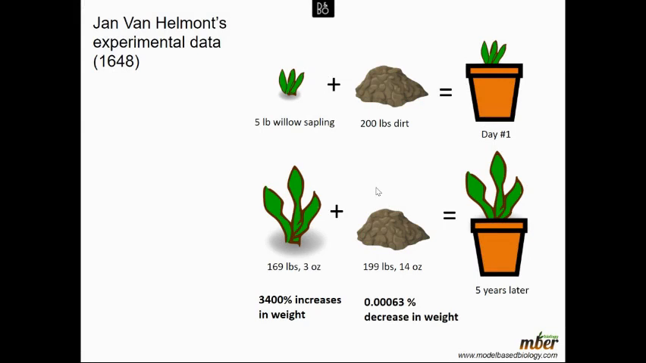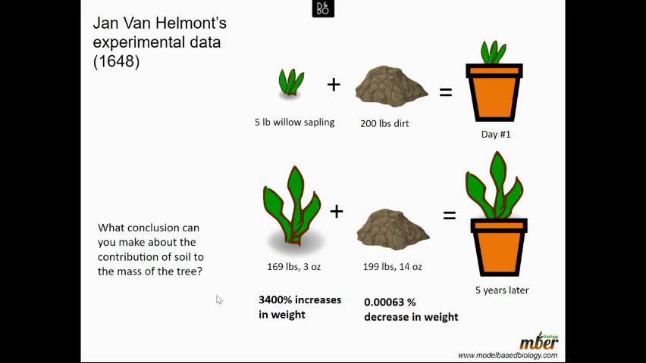So hopefully we've realized that it doesn't come from the dirt. As you can see here, there was an experiment, and they started with a 5-pound willow sapling, which a willow is a tree. They added in 200 pounds of dirt, and day one, they put it all together. 5 years later, the plant grew. They separated the plant and the dirt again, and the plant had a 3,400% increase in weight because it went up to 169 pounds, and the dirt only lost 0.00063%.